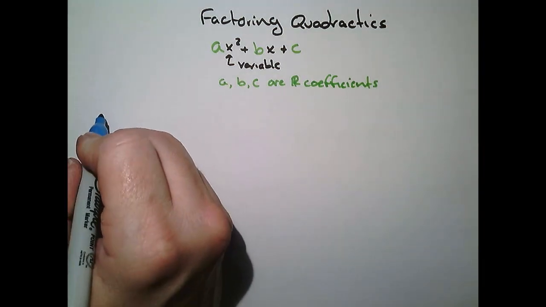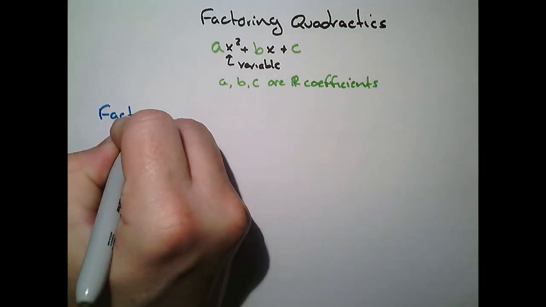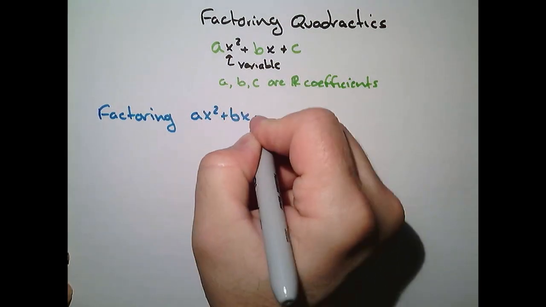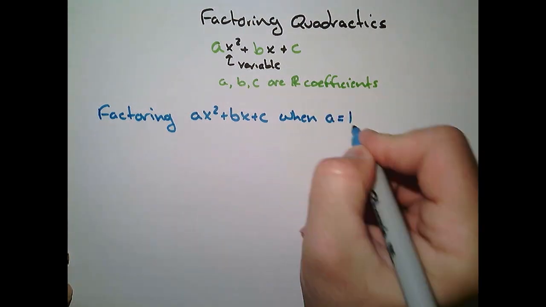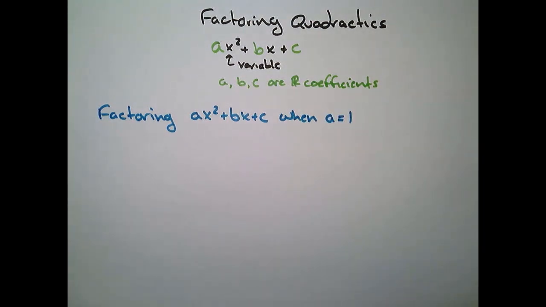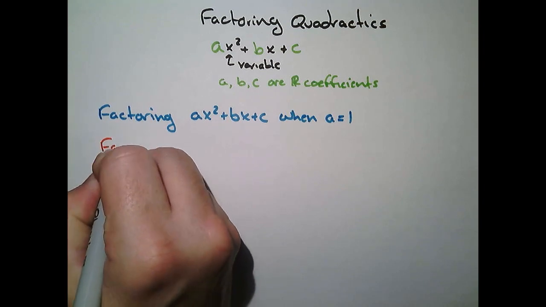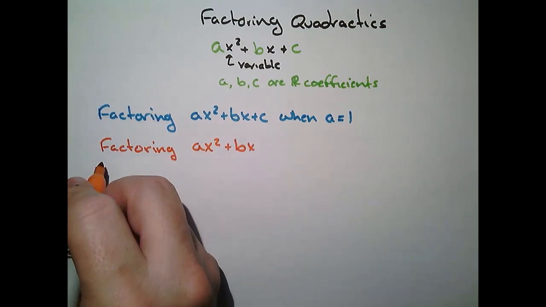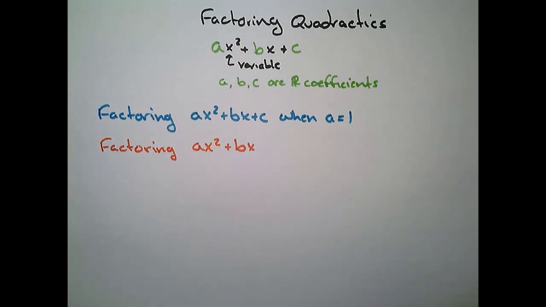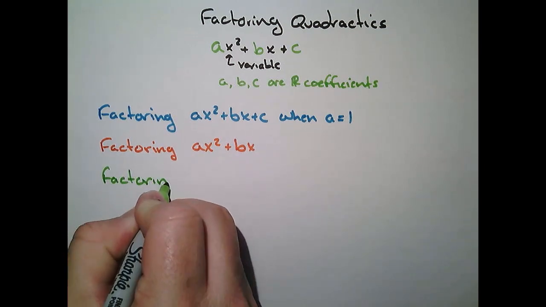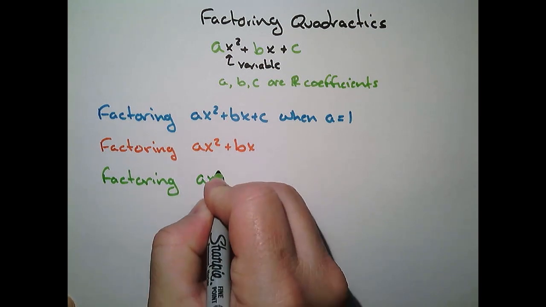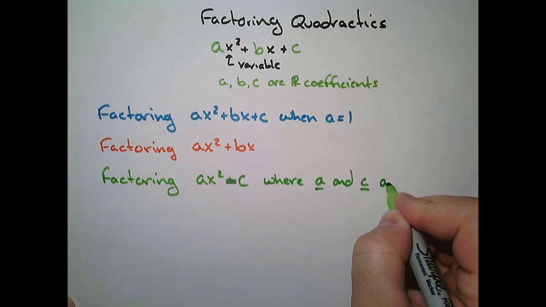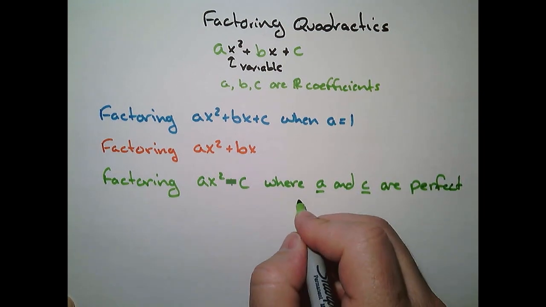And we're going to take a look at how to factor quadratics three different ways. First, we're going to look at factoring in this standard form, ax squared plus bx plus c, where a equals 1. Then we're going to look at factoring a quadratic binomial, where we're missing the constant, so we just have ax squared plus bx. And then we're going to look at a third method, factoring another binomial, where it's ax squared minus c, where a and c are both perfect squares.